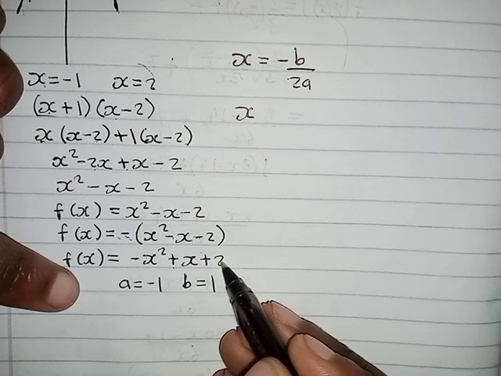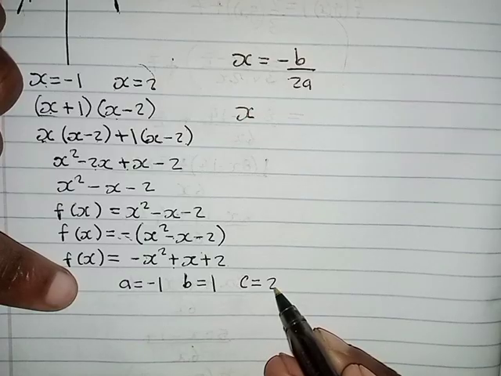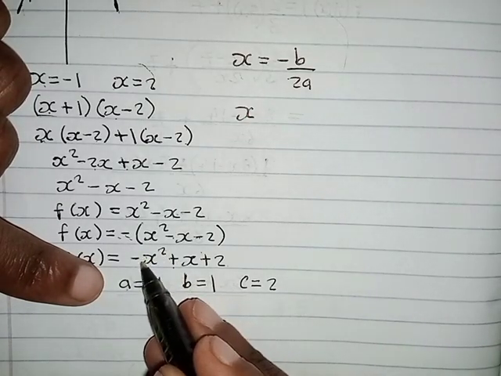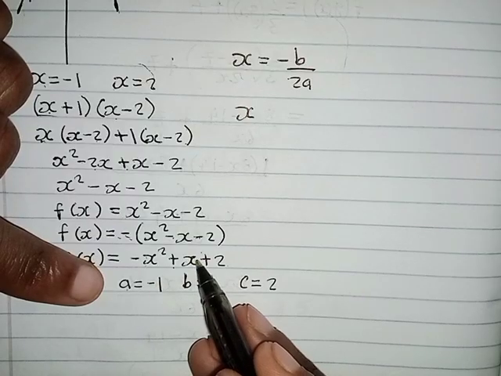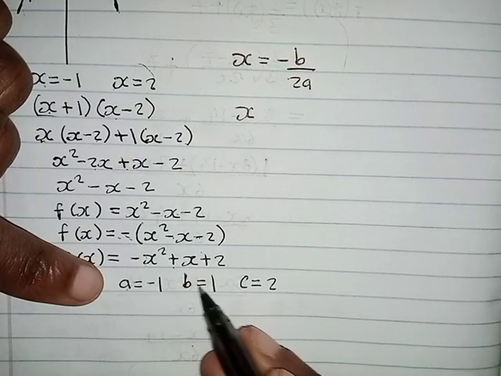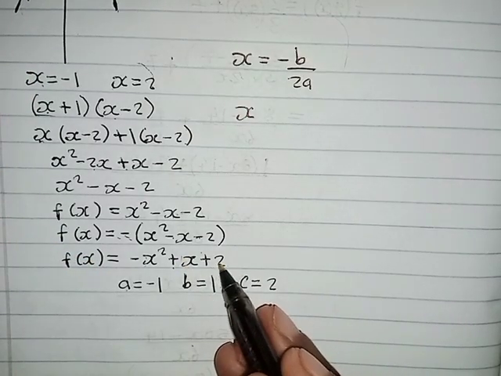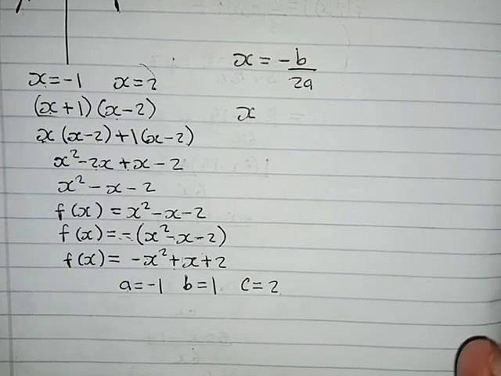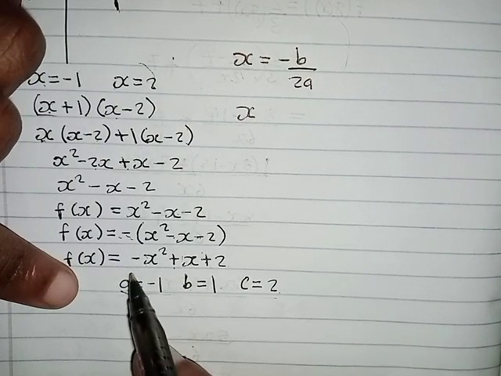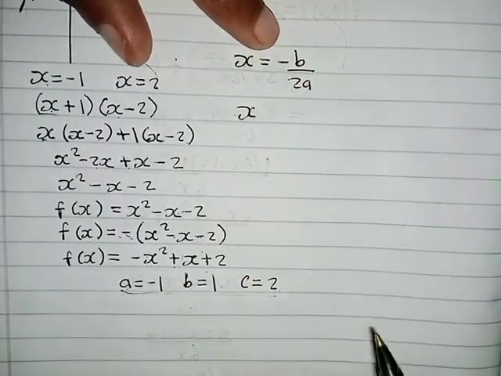Lastly, we have the constant. It's also known as c. It is positive 2. So our a is the number in front of the square term, x squared. There's negative 1 in front. Then b is the number in front of x with a power 1. So b is equal to positive 1. And c is the constant term, in this case positive 2. So for these coefficients that we have extracted from this function, we replace them in this expression and simplify.